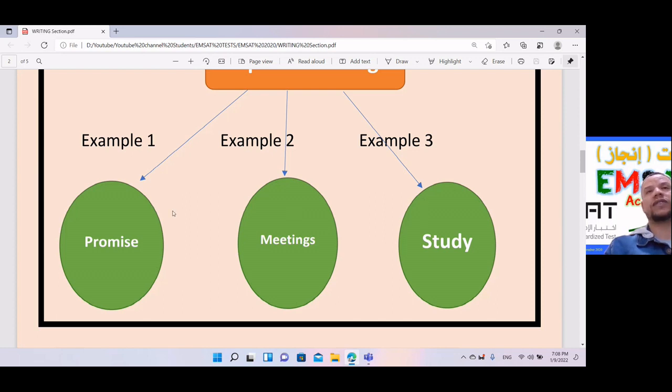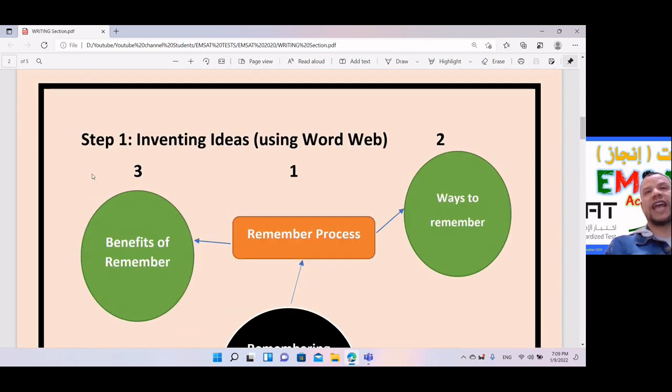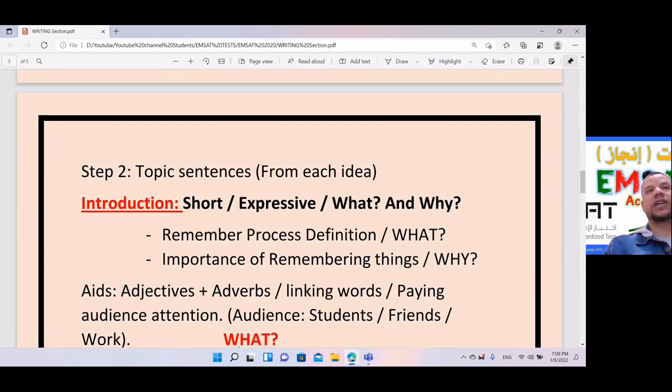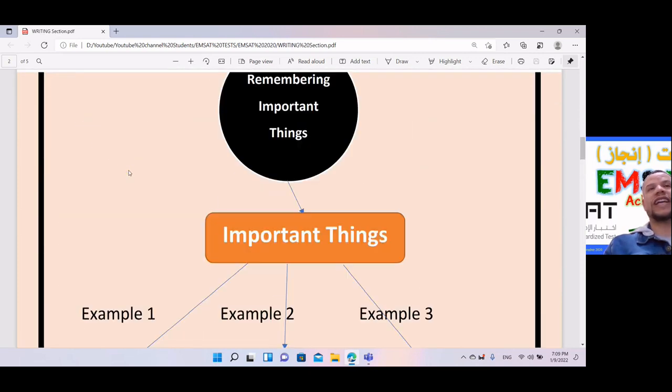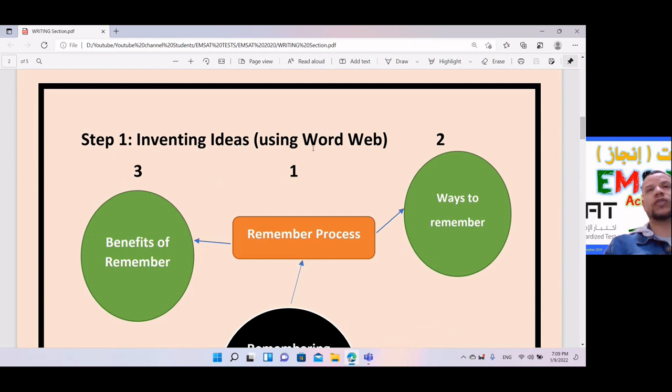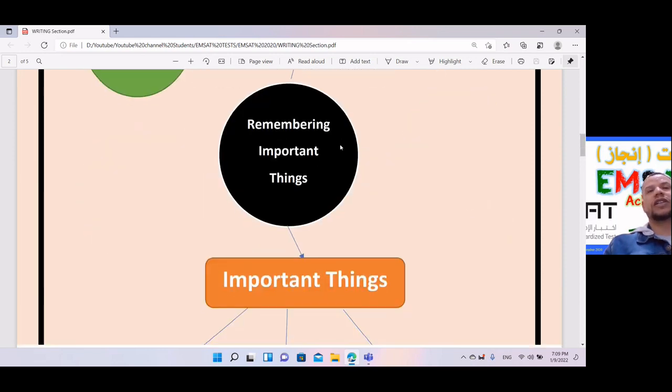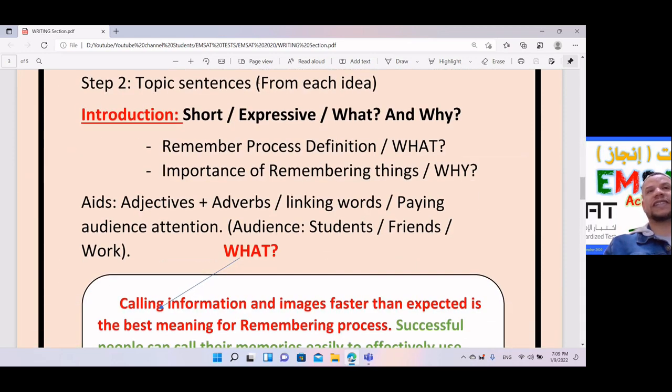I mentioned 3 examples I want to talk about. So what will I do, am I going to talk about each one as a paragraph? No, I will involve each example related to the ideas I have here. So let's go to see that. Step 1 was inventing ideas using a word web. Step 2, topic sentences. From each idea, you get a topic sentence.